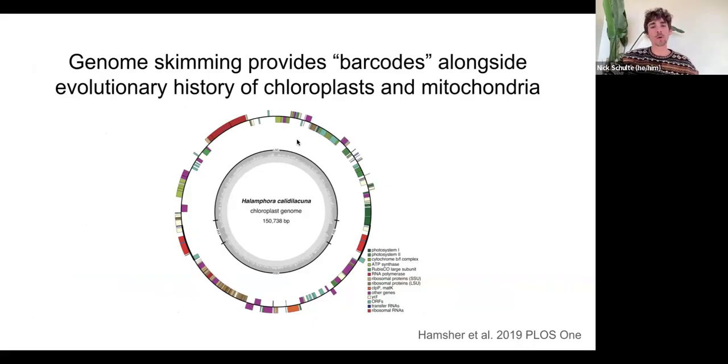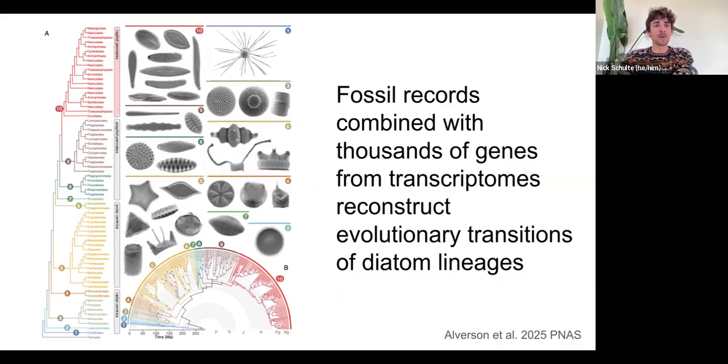So you can get a whole chloroplast genome, 150,000 base pairs in this case of Halamphora, and you get all the different genes that make up that chloroplast genome, including those classic barcodes. So you can understand old school phylogenetics and plug and play into those, but you also get a really powerful data set that, if you compare chloroplast genomes, you can start thinking about things like speciation and that evolutionary history a little bit.